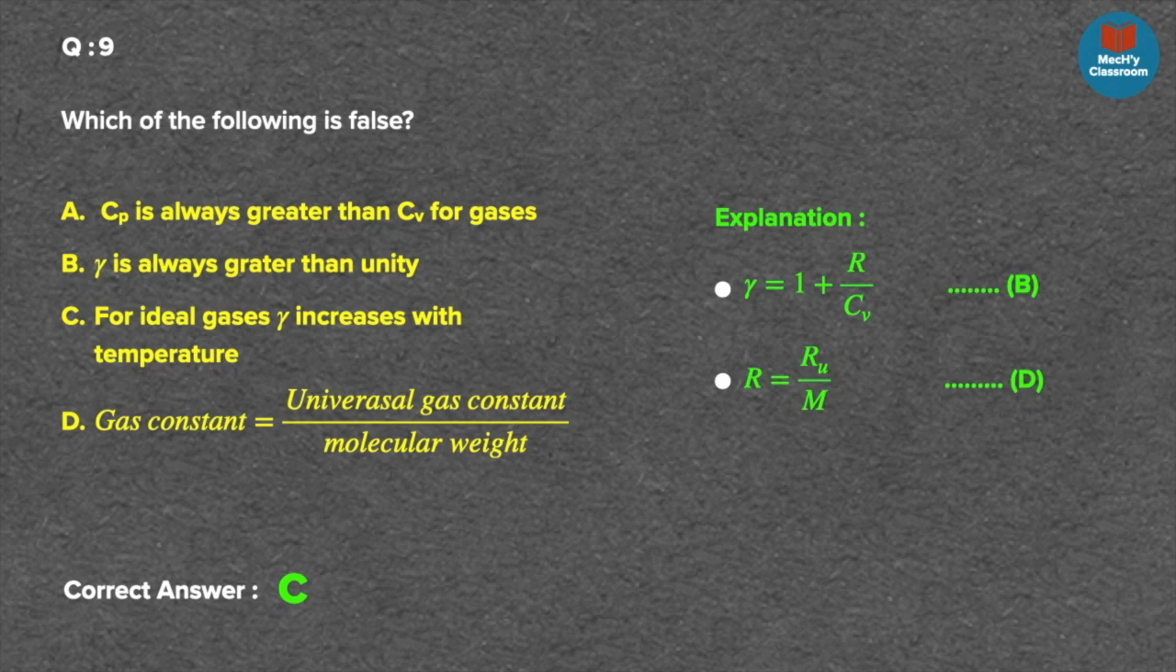We have just seen Cp is always greater than Cv. Option B, gamma always greater than unity. We know that Cp minus Cv is equal to R. If I substitute and get the equation for gamma, we get gamma equal to 1 plus R by Cv. So gamma is always greater than unity. And option D, gas constant is equal to universal gas constant divided by molecular weight, which is the formula. So option C is the correct answer.